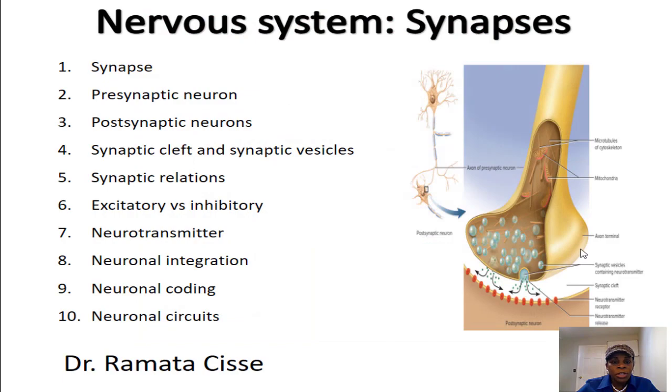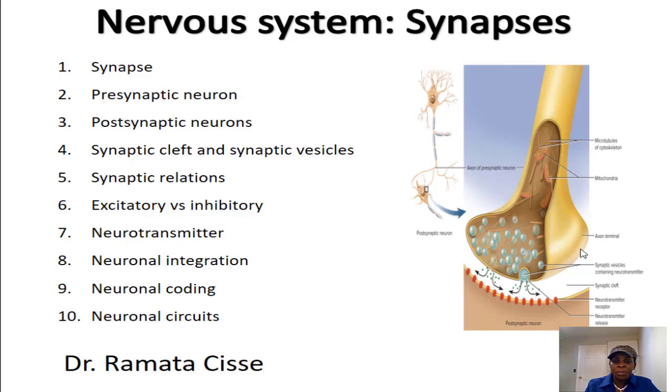So to conclude, what is the synapse? The synapse is just a connection between 2 neurons. We have the presynaptic neuron, the neuron before the synapse, and the postsynaptic neuron, the neuron after the synapse. What is the synaptic cleft? It is the space between the pre and postsynaptic neuron. What is a synaptic vesicle? These are little bags that contain the neurotransmitter that will be released to do the job.